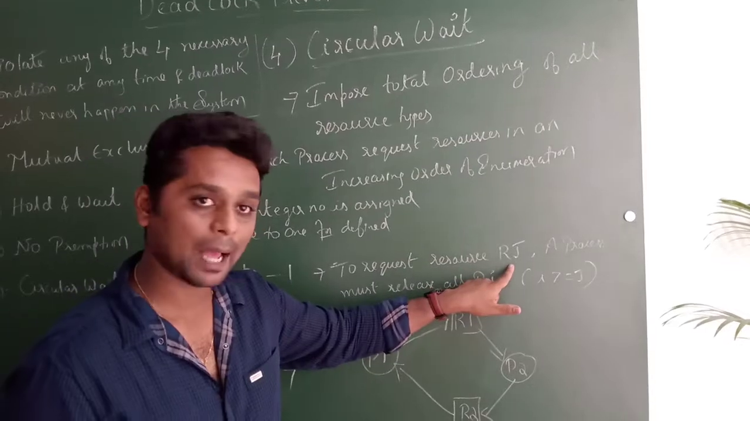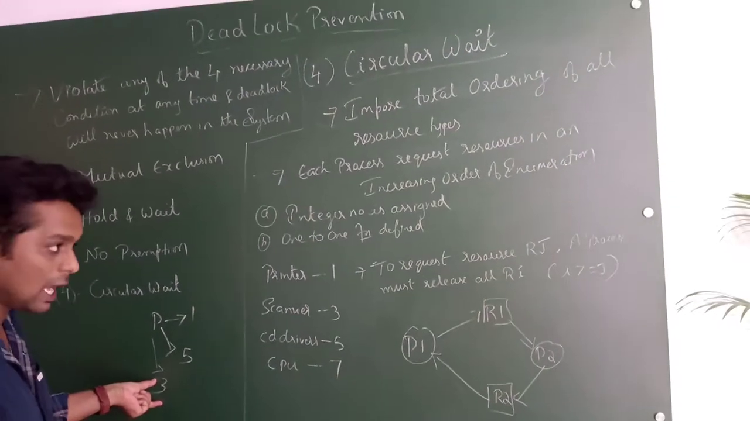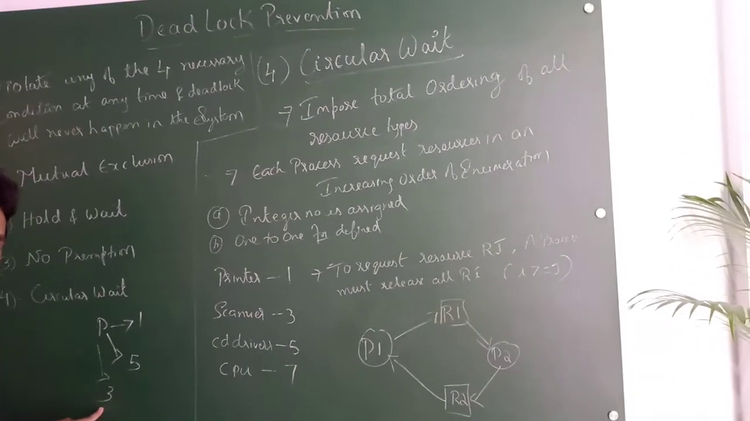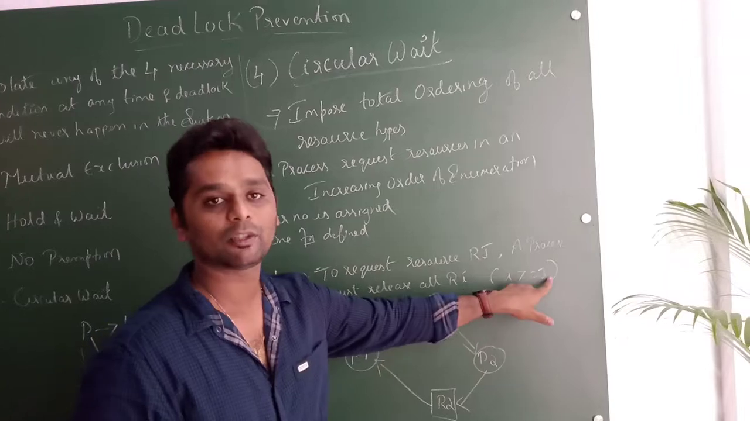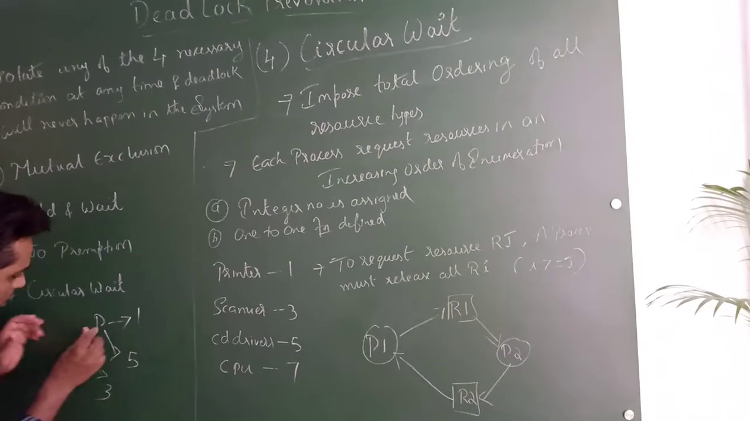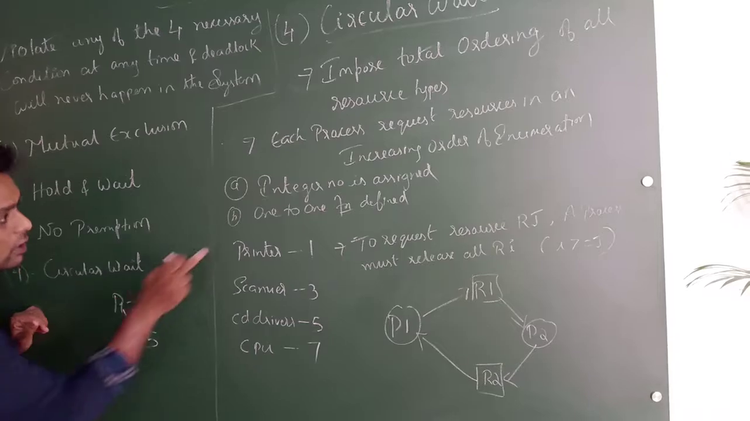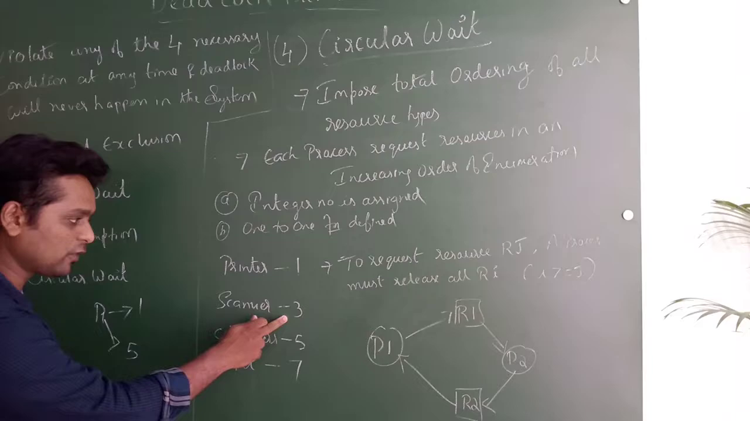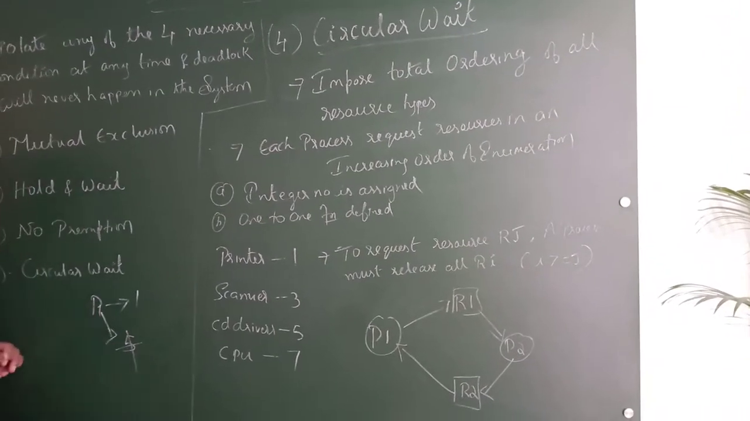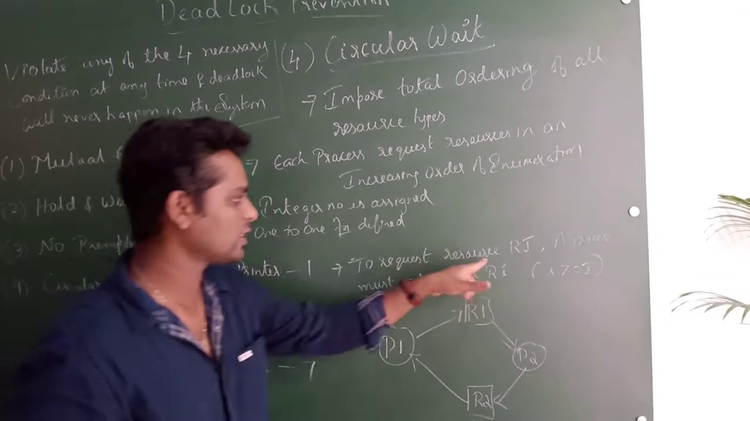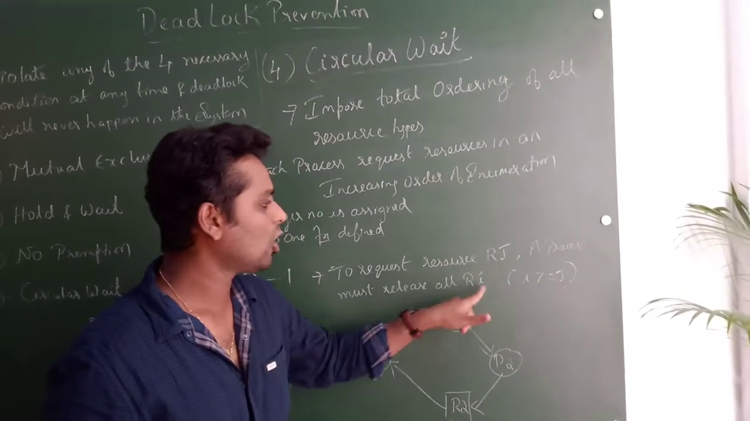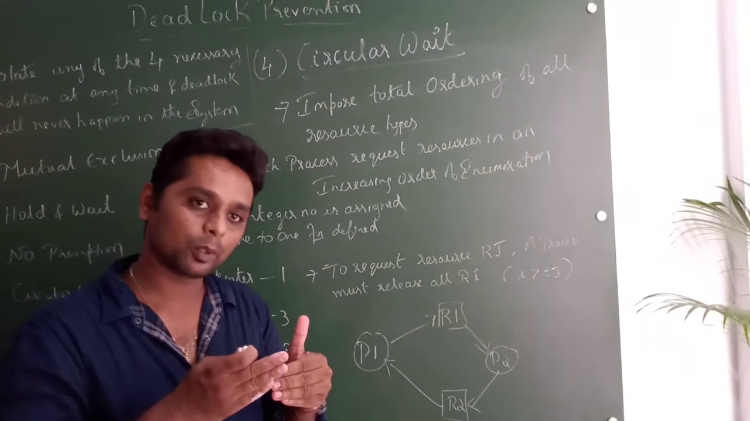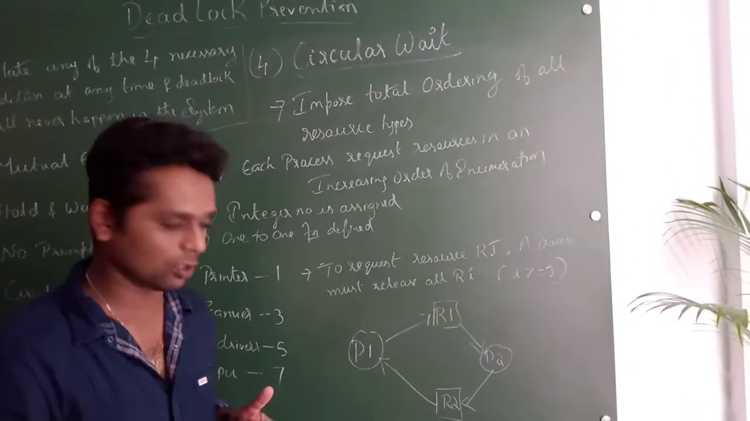To request a resource type Rj, a process must release all Ri where i is greater than or equal to j. So here process P1 has requested resource number 1 and resource number 5, and now if it wants to request the scanner, it has to release the higher order resources. That's all. Any particular process should request in increasing order.